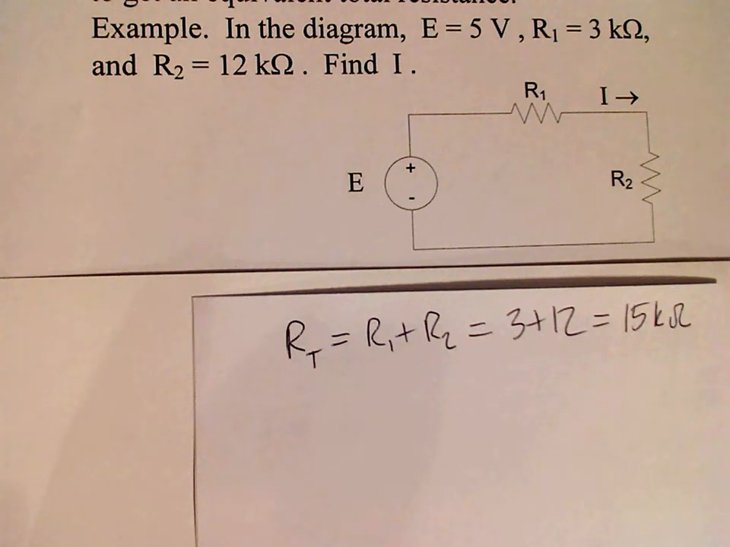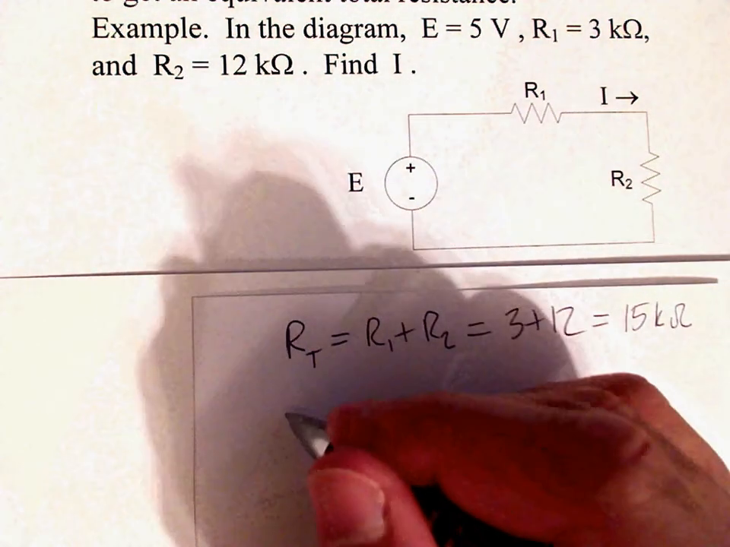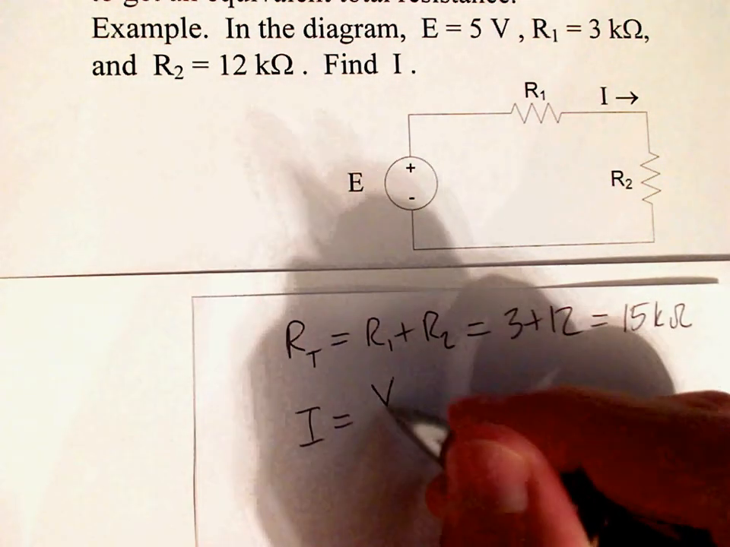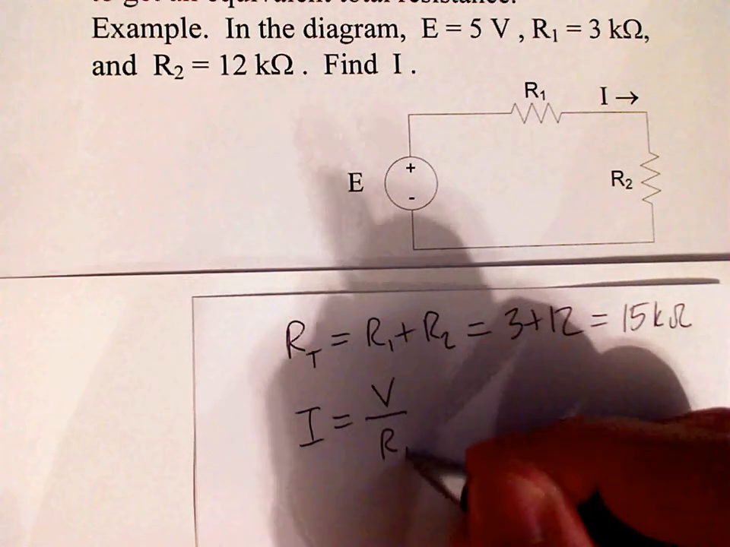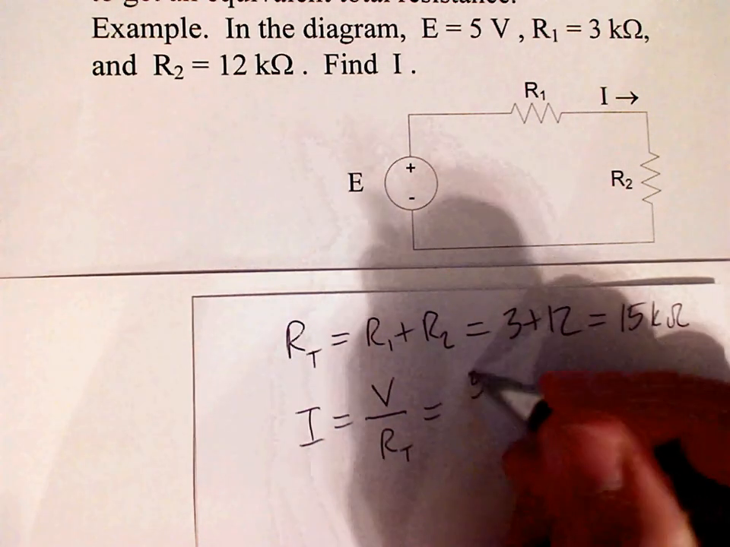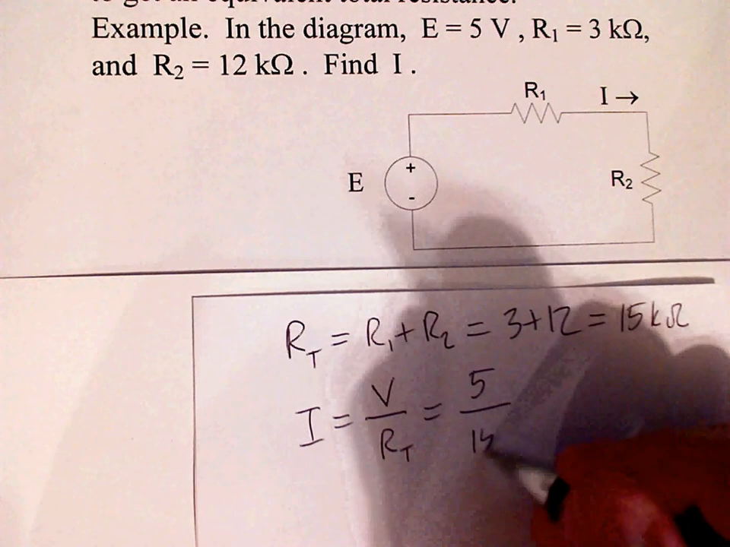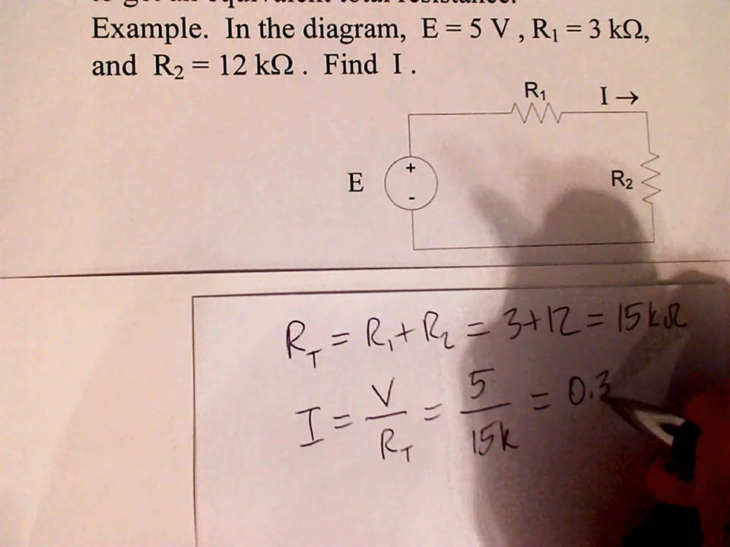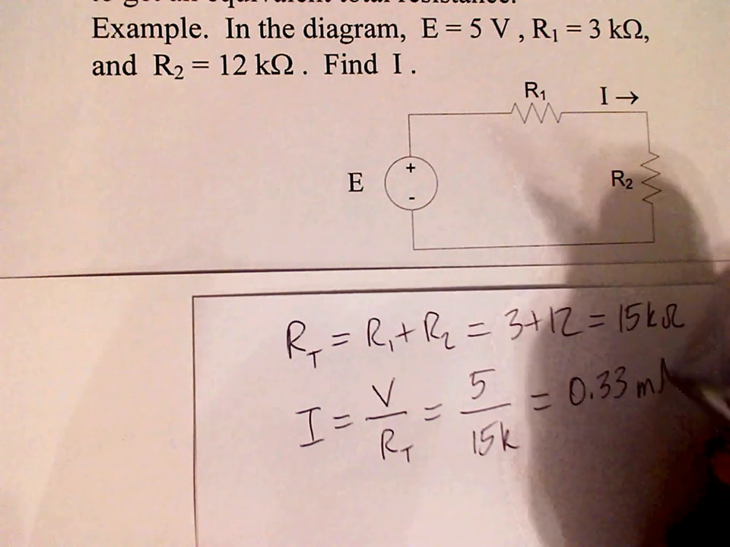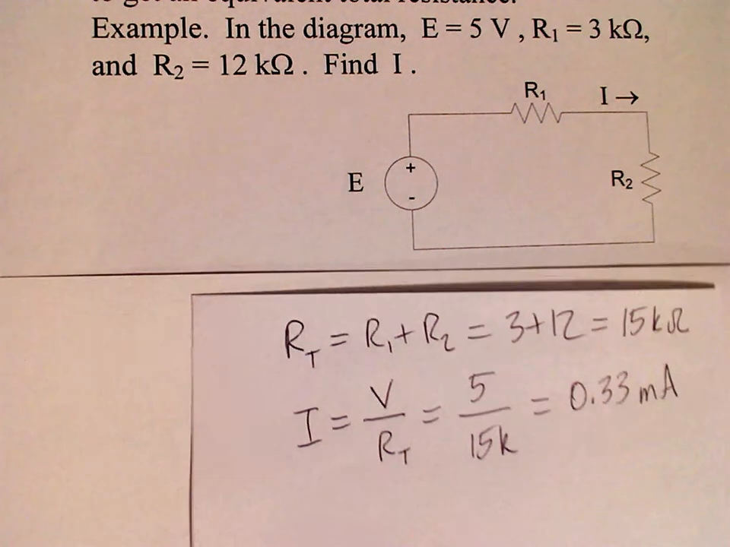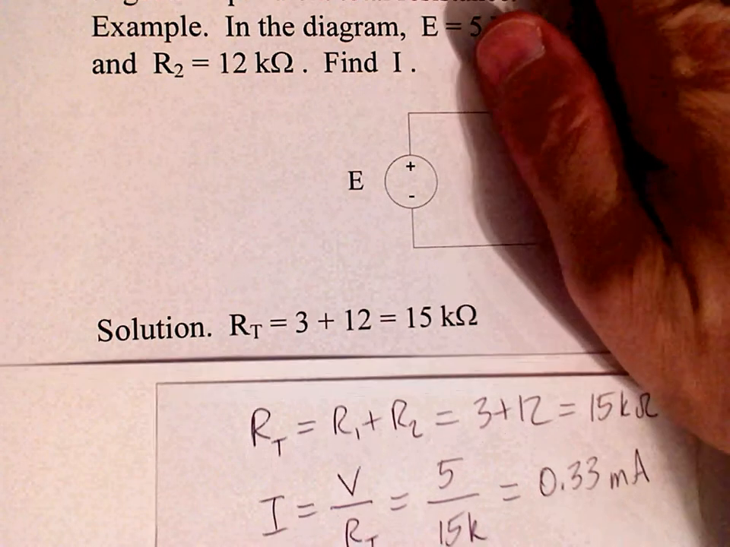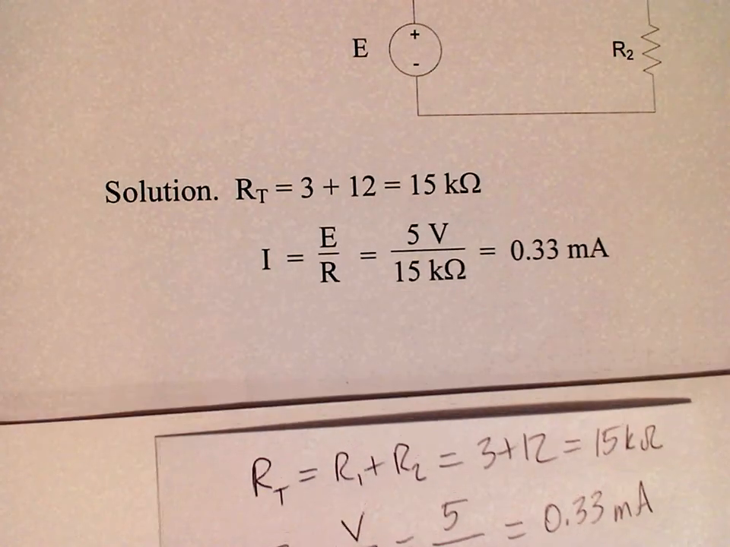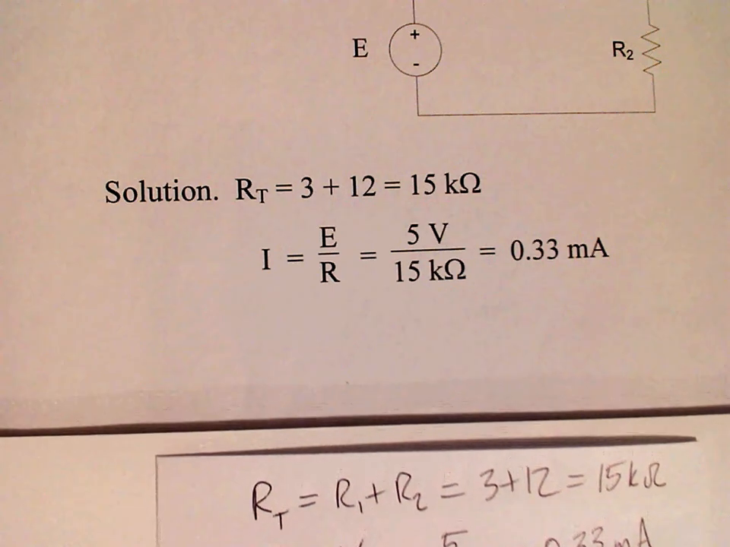And our voltage is 5 volts, so we have I is equal to V over RT, 5 divided by 15K. The answer is approximately 0.33 milliamps. And the solution is sketched out here in the notes.